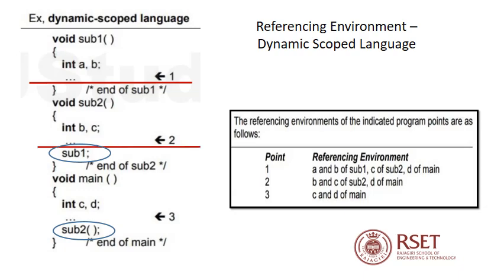Now let's look at the next referencing environment 2. At this point of execution, b and c of sub2 will be visible and d of main will be visible. And at the third referencing environment in main, only c and d of main will be visible. I hope you have understood this.